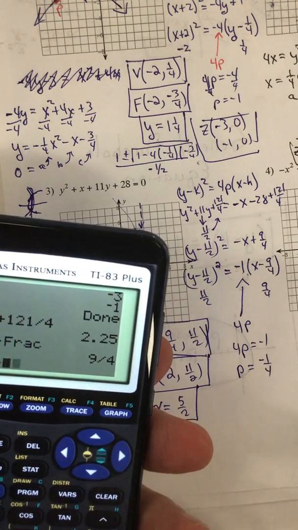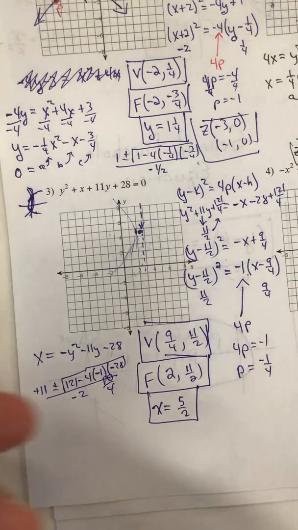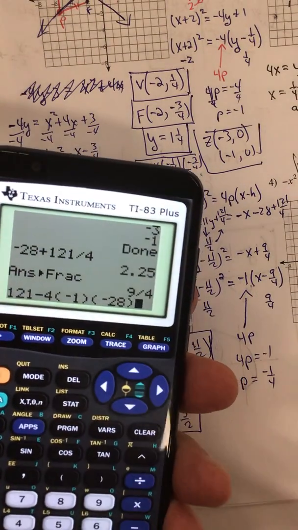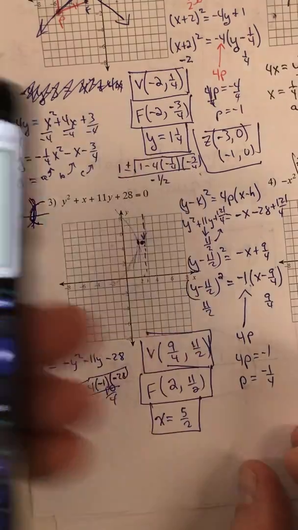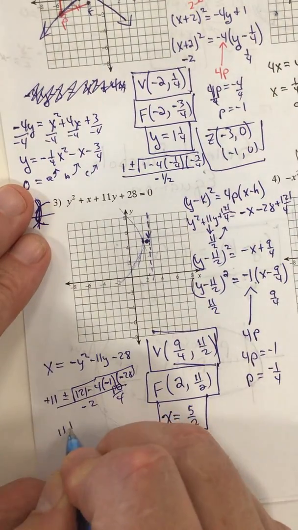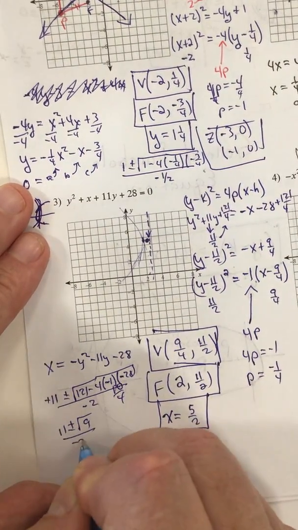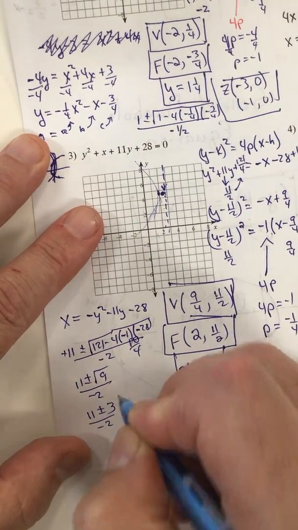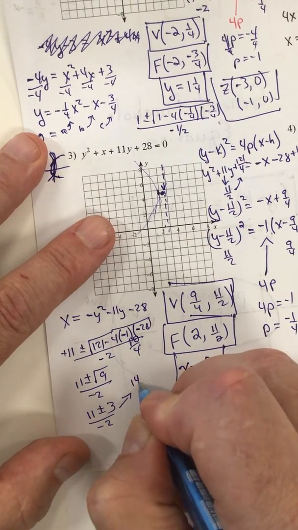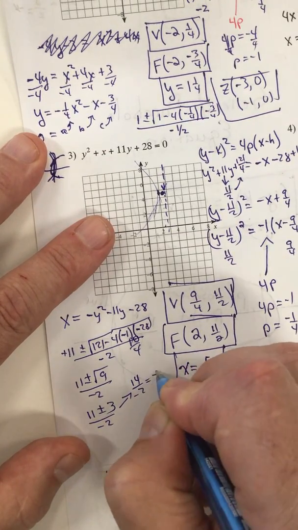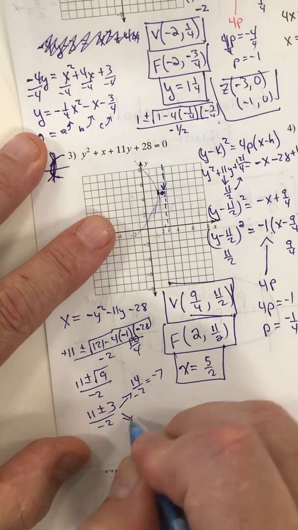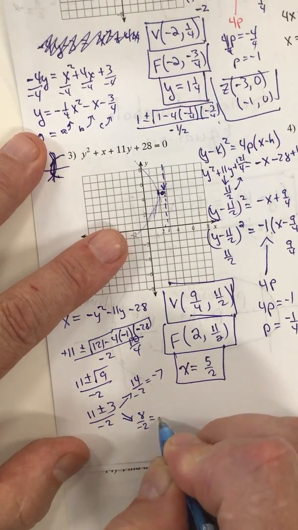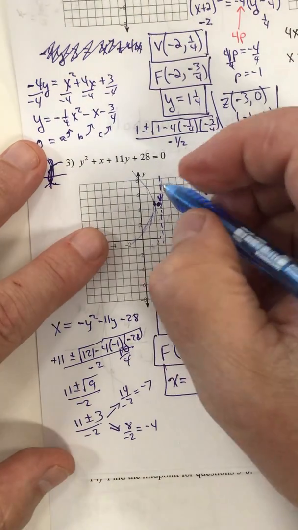121 minus 4 times -1 times -28 is 9. So we have 11 plus or minus the square root of 9 over -2. So we have 11 plus or minus 3 over -2. 11 plus 3 is 14 over -2, so one of them is at -7. And 11 minus 3 is 8 over -2, so the other one is at -4.